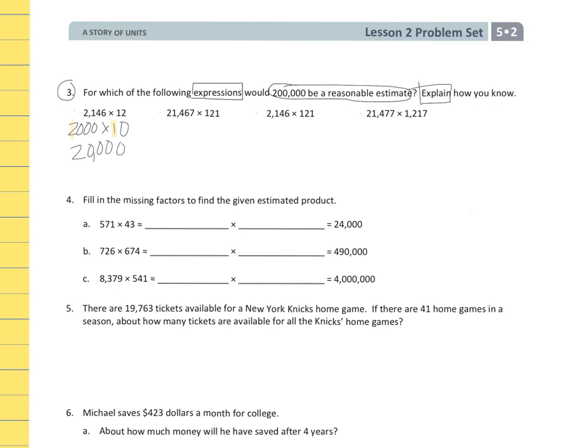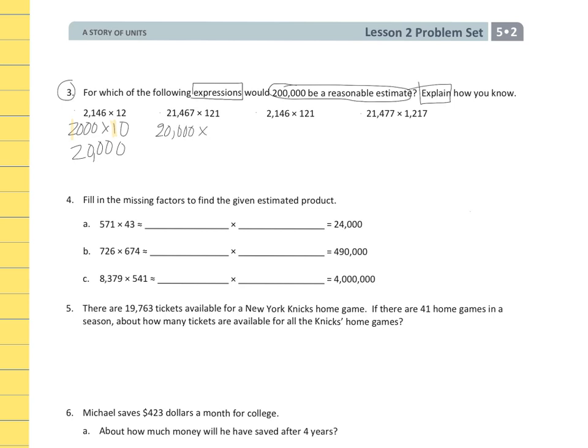Because there's 4 zeros altogether, this one will give us 20,000. So this actually does not give us a reasonable estimate as what they're looking for. So I'm going to move on. We got 21,467. That's closer to 20,000.